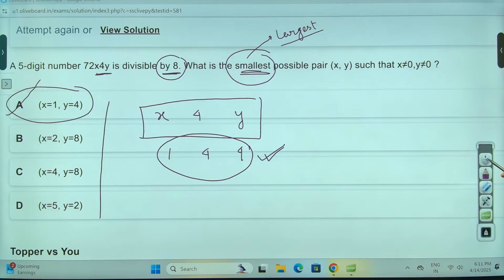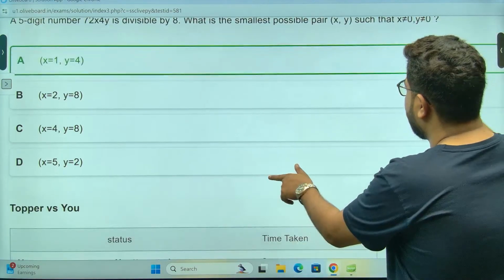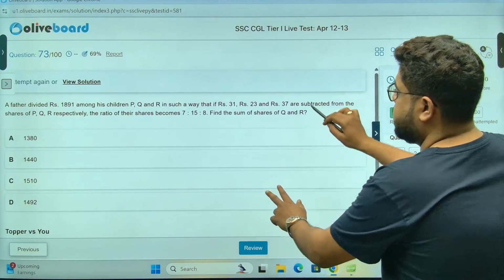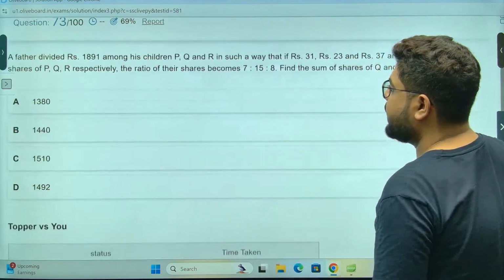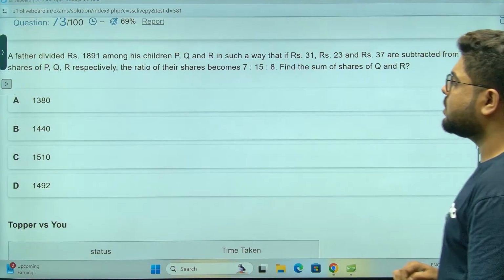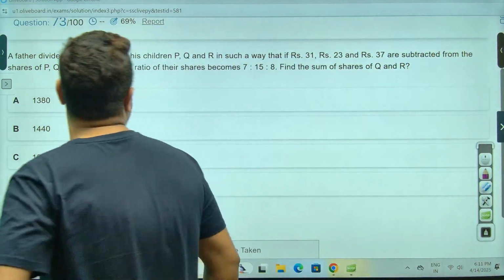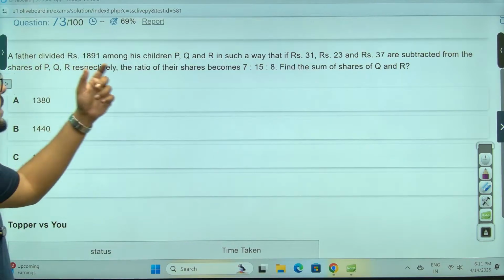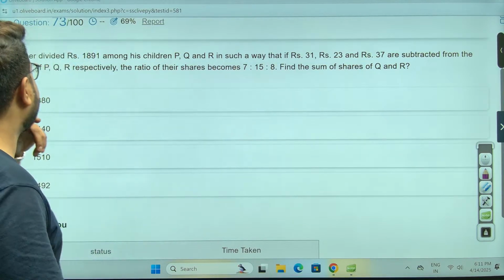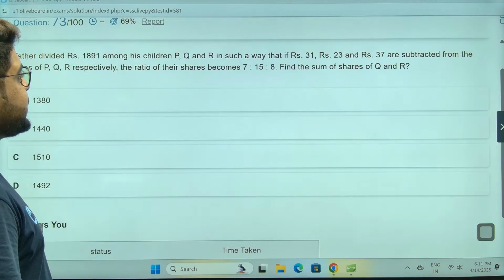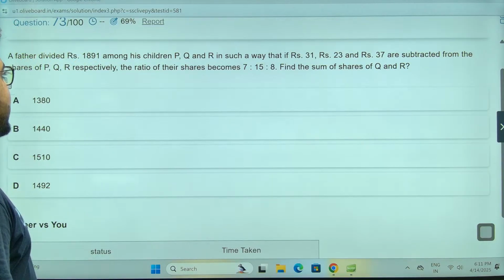Come on, son. Option A. A father divided a sum among his children P, Q, R in such a way that, after 23 and 37 are subtracted from their shares, this becomes the sum of the shares of Q and R.